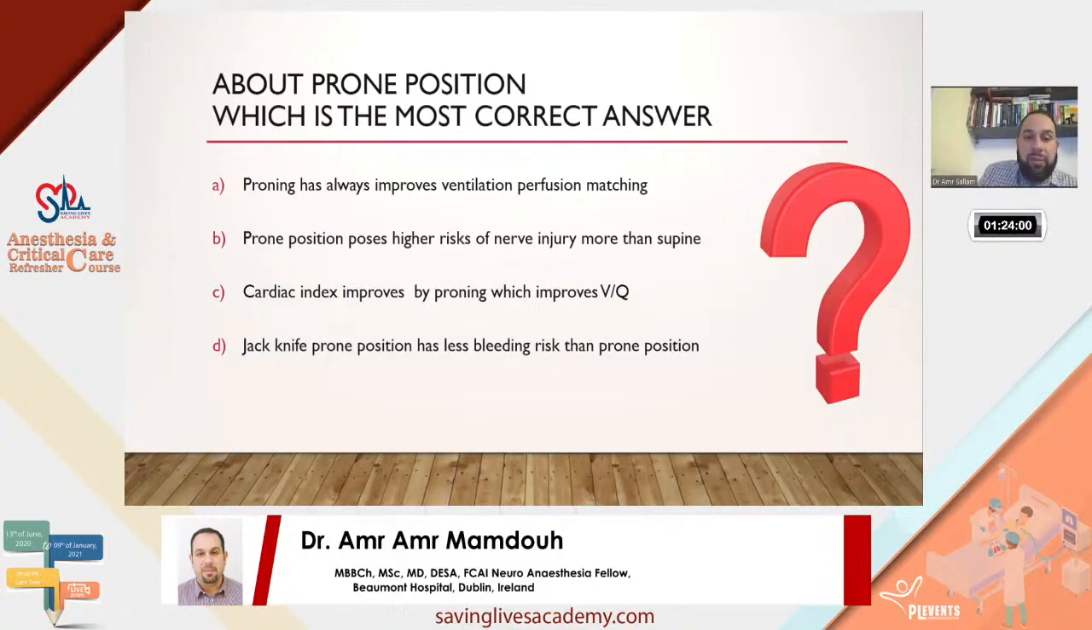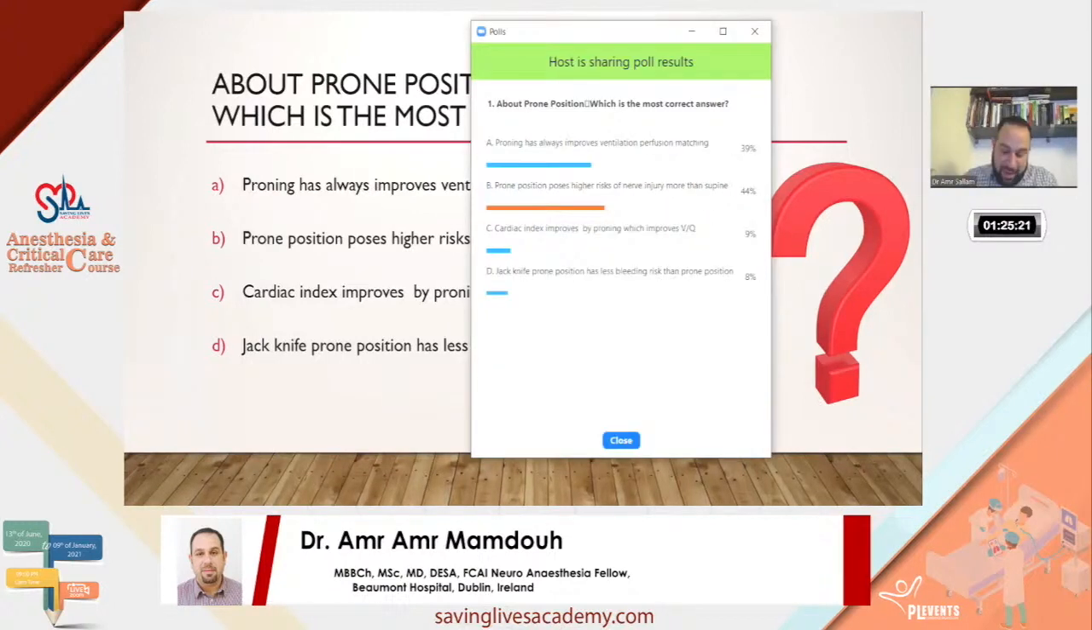Proning has always improved ventilation perfusion matching. Prone position poses higher risk of nerve injury than the supine. Cardiac index improves by proning, which improves the VQ matching. Or the jackknife prone position has less bleeding risk than prone position. Yes, I know it was a tricky question in fairness. The right answer is D, and we will talk to that.